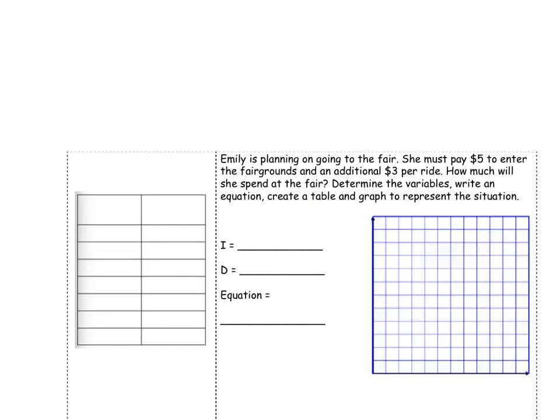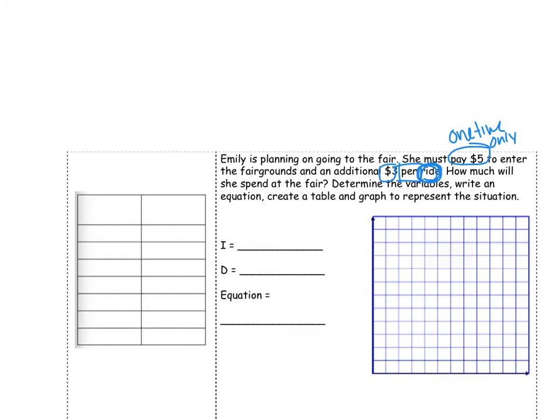All right, I'm only going to do one more problem with you because I don't want this video to get too long. Emily is planning to go to the fair. She pays $5 to enter the fairgrounds. So that's a one-time only fee. And then an additional $3 per ride. Remember, that per means multiplication. So here, that's my independent variable because she's paying $3 per ride.